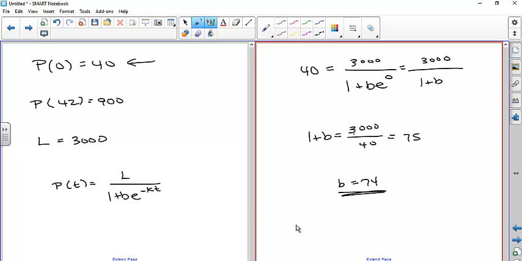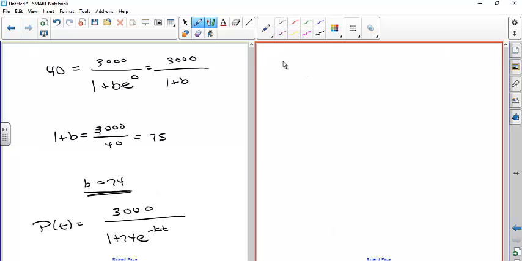Okay, so right now what we know is that the population as a function of time is 3,000 divided by 1 plus 74 e to the minus kt. So now we're going to use that one data point, P of 42 equals 900, to solve for k. So this is my x value, this is my y value. So you get 900 is equal to 3,000 divided by 1 plus 74 e to the minus k times t, which is 42 years.